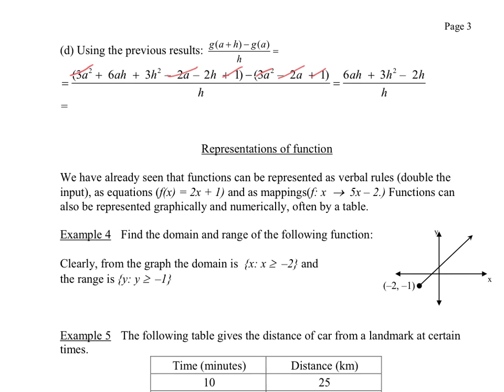And the nice thing about this is that each of the terms on the top has h as a factor. So as a result, you can divide each term by h on the bottom to get 6a plus 3h minus 2.